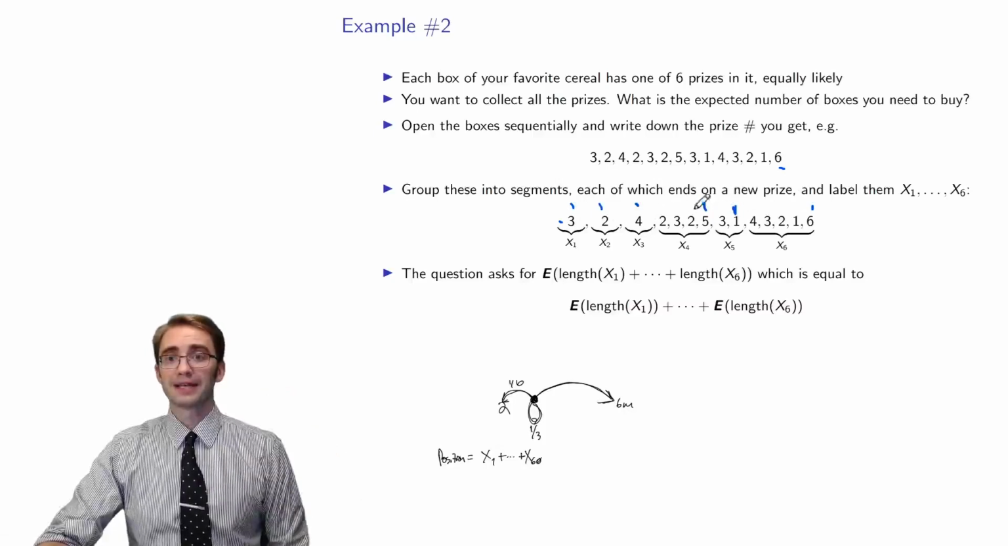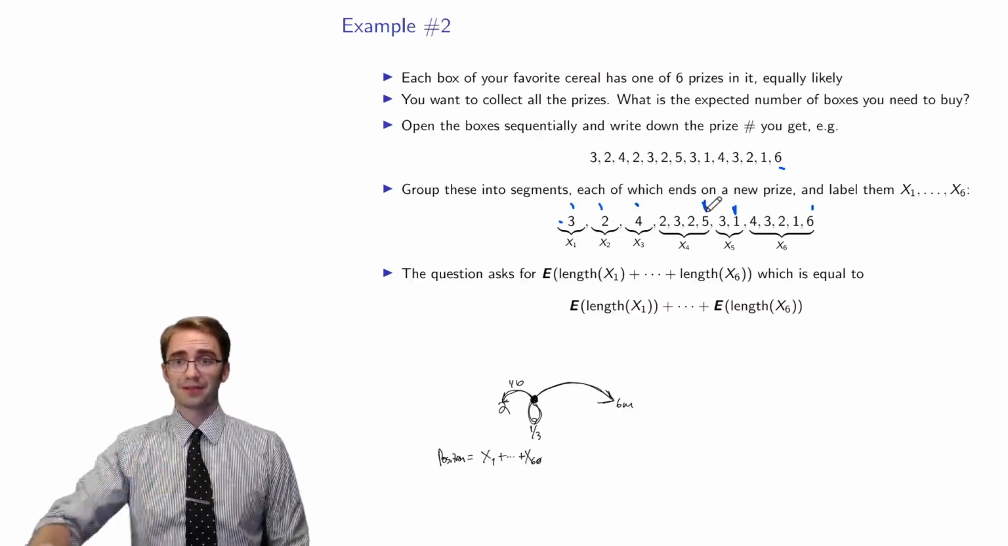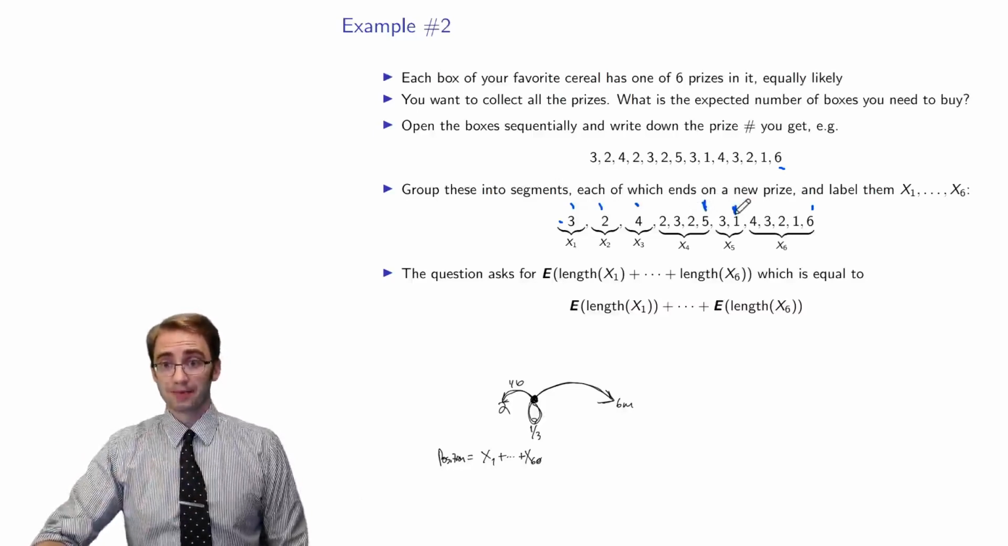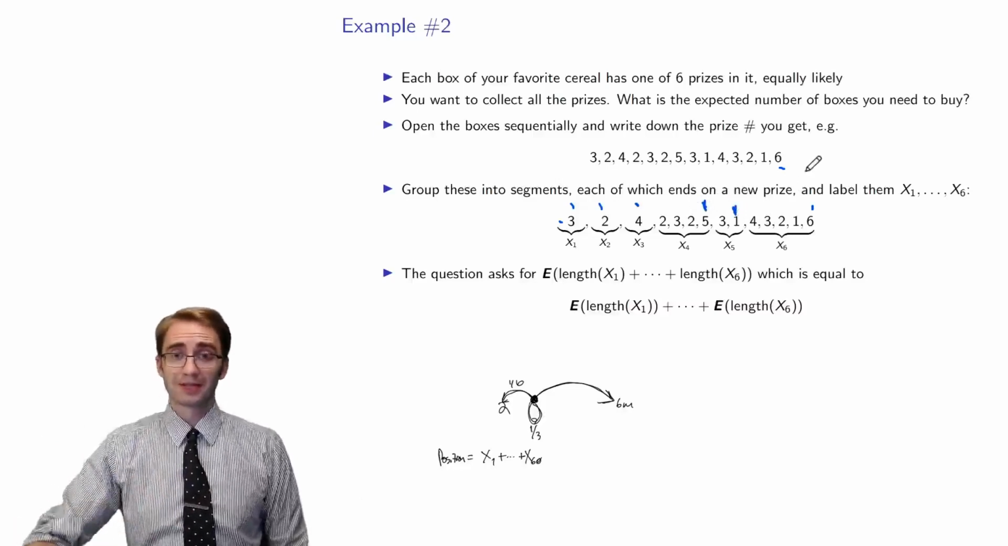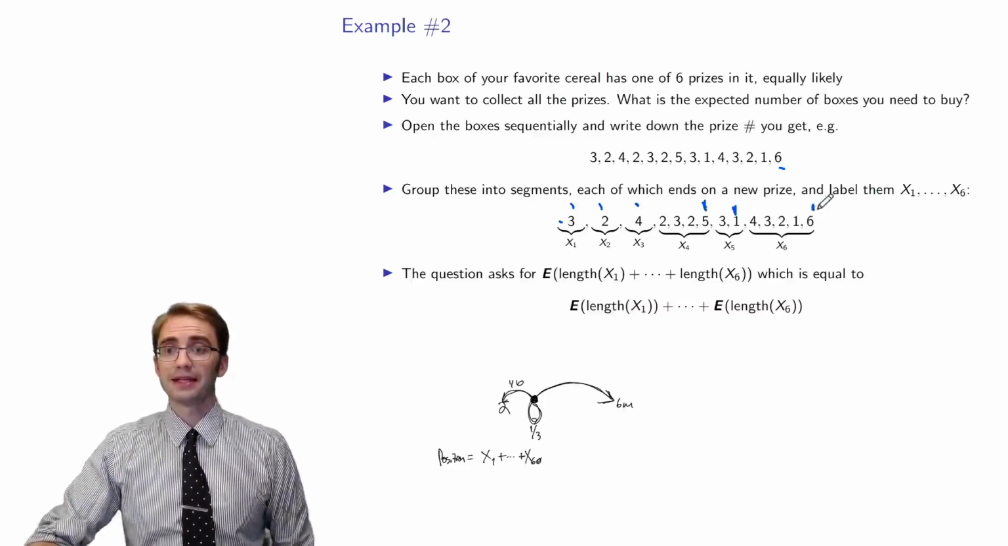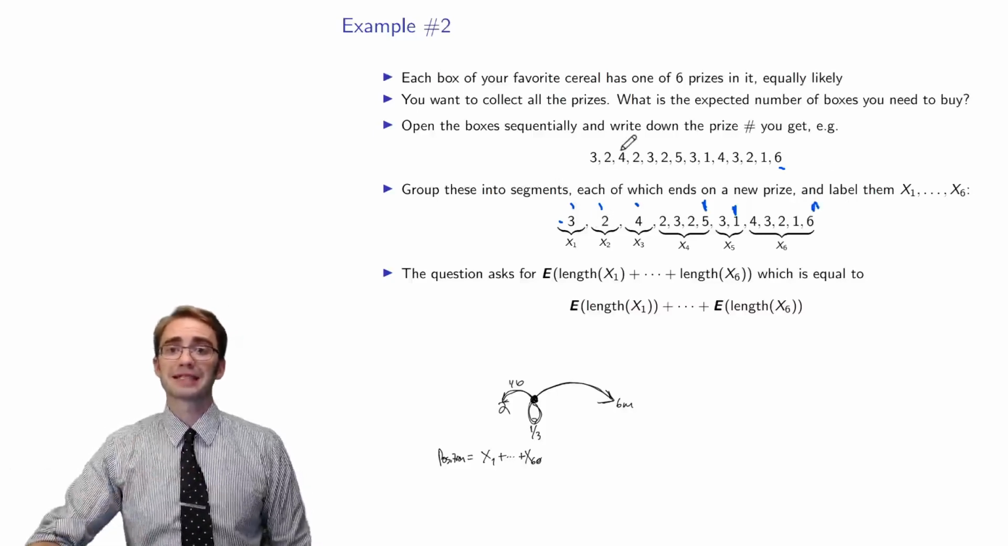And then the 4th segment has a length of 4 because it took you 4 attempts to get the prize. The 5th segment has a length of 2. It took you only 2 attempts to get a prize after that. And then 5 length for the last one. So I've grouped these into segments of this length. And this question asks for the expected value of the length of the first segment.